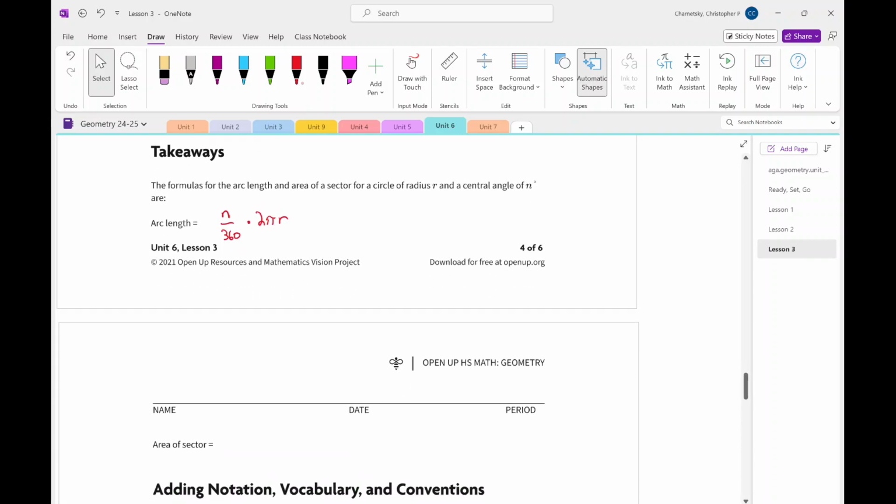An area of a sector, very similar. n over 360, but instead of multiplying by a specific area of a specific pie, let's just make it more general and multiply it by the area of any circle. So now we can find the area of any sector, any pie, any pizza, any round shape that we want.